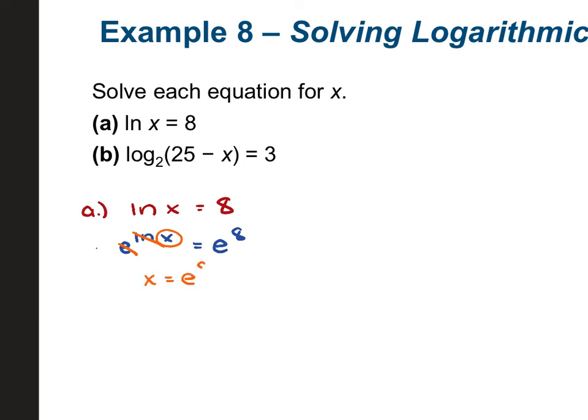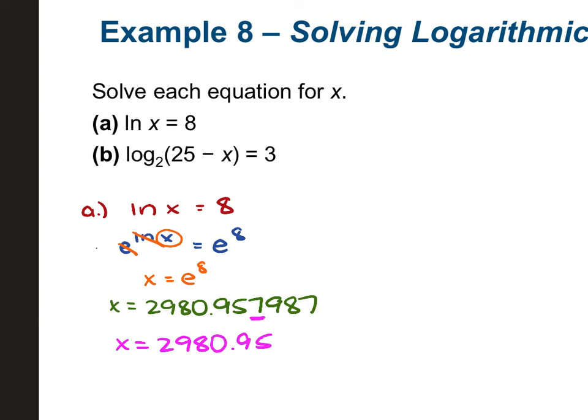And in your calculator, you do that e to the power of x. So if you do your second button, then that ln, it gives you that e. You type in that 8, you hit enter, and it gives you that x is equal to 2980.957987. This again doesn't tell you what to round to. So I'm going to tell you to round to the 3rd decimal place. So that 7. So we're going to have 2980.958.